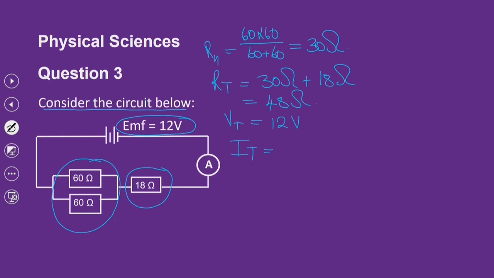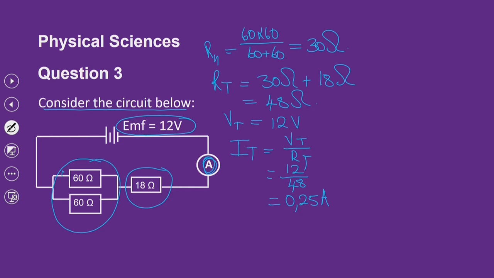So the total current flowing in the ammeter will be equal to V total over R total. And we've got both these values. We've got a 12 over here, and that 12 divides by my total resistance of 48, and my total current is therefore equal to 1 over 4, which is 0.25 ampere. So that is as much as I can possibly calculate.